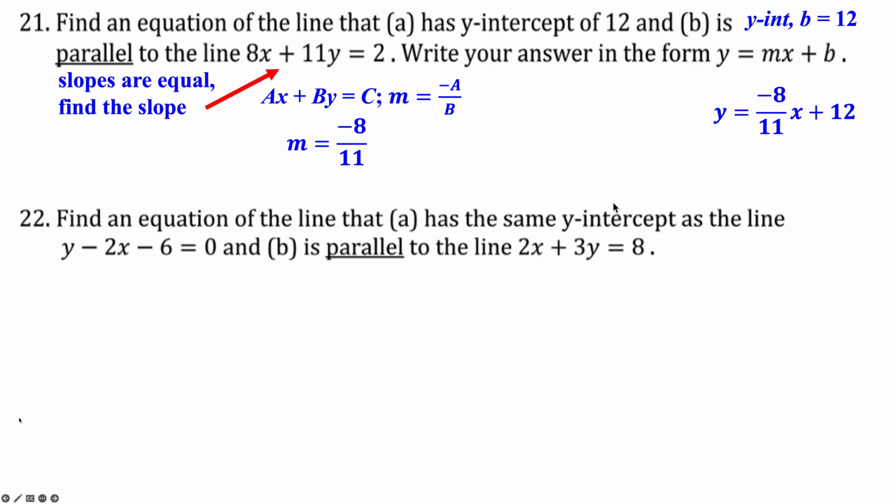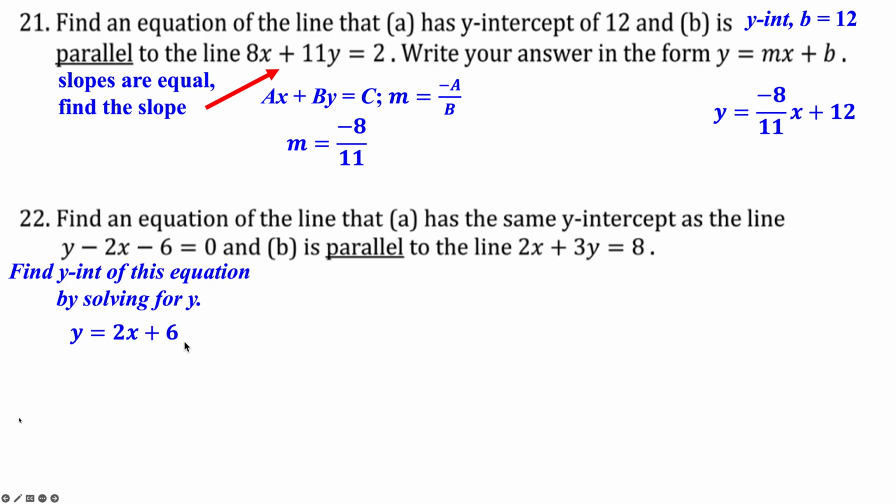Find an equation of a line that has the same y-intercept as the line y minus 2x minus 6 equals 0, and is parallel to the line 2x plus 3y equals 8. Okay, so here we need to convert this into y equals mx plus b because we want to steal its y-intercept. So we're going to get y by itself. So we're going to add over the 2x and add over the 6. So we want to keep the same y-intercept, b equals 6.